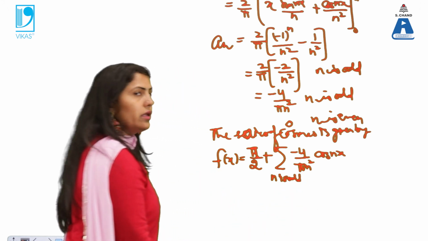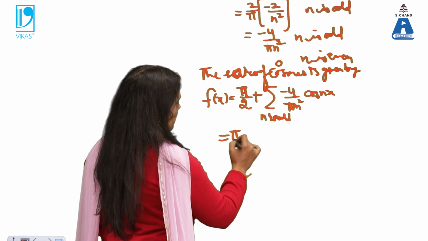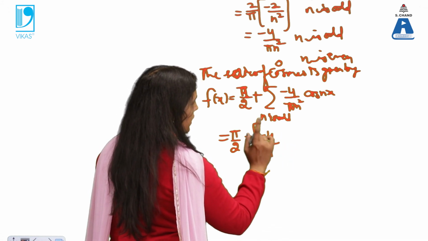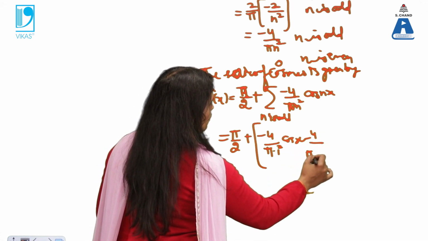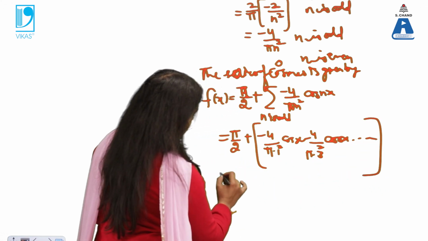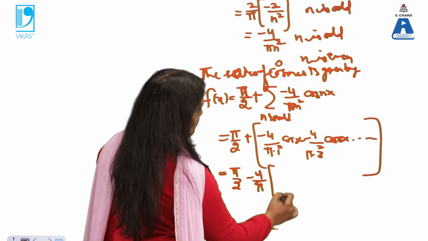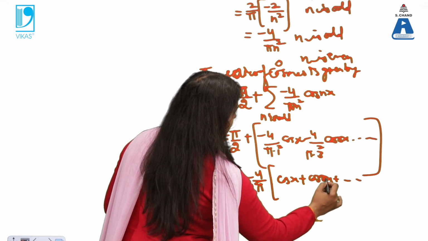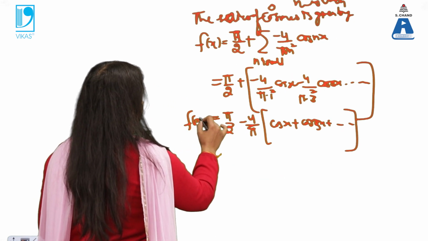You will not substitute the even values because there is no point. Now I am expanding it, putting only the odd values. So minus 4 by pi, 1 I am substituting, so it will be 1 square cos x, then 3 I am substituting, and so on. So take out minus 4 by pi outside, and inside it will be cos x over 1 square plus cos 3x over 3 square plus and so on. And this is my f(x).